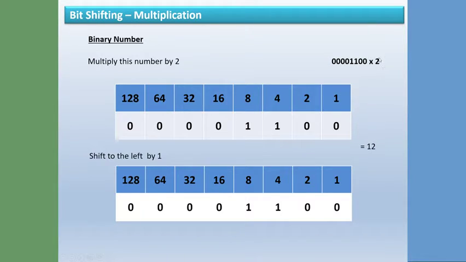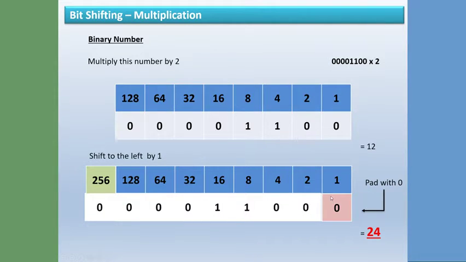And we want to multiply that by a factor of 2. We'll multiply it by 2. So to do that, we shift the entire binary number one space to the left. In the process of doing that, it shifts all the numbers along one space.